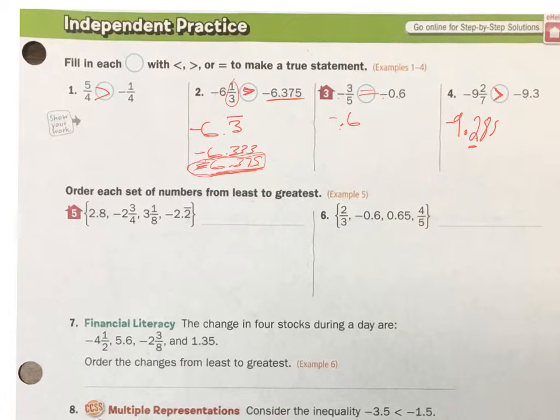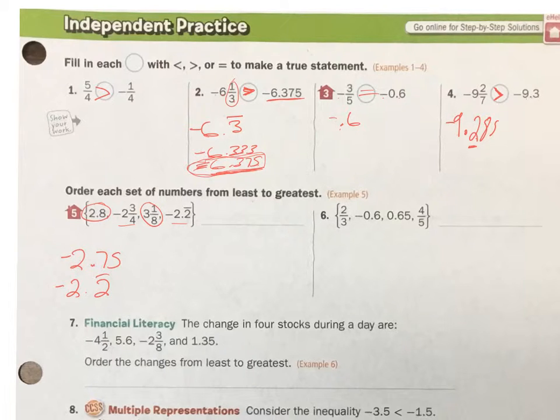Okay. Order each set of numbers least to greatest. I'm going to sort them. I have a positive and a positive. Those two are going to be the greater numbers. I have a negative and a negative. So -2 point, I know 3 divided by 4 is 75. So I have -2.75, and I have -2.2 repeating.